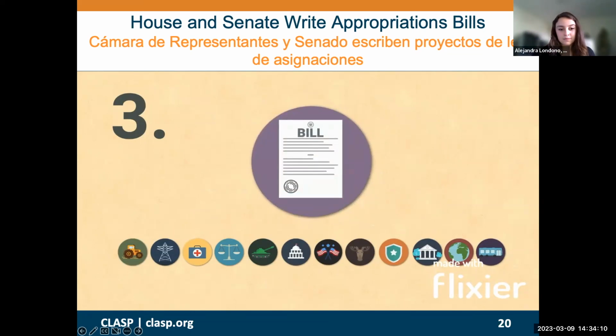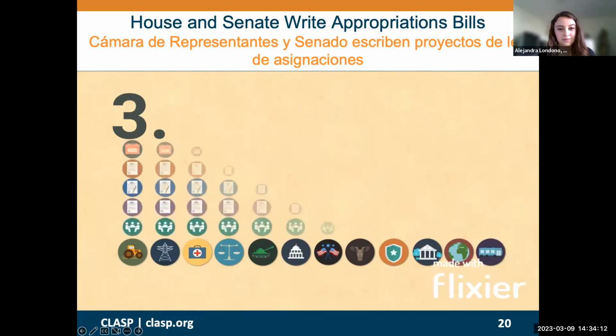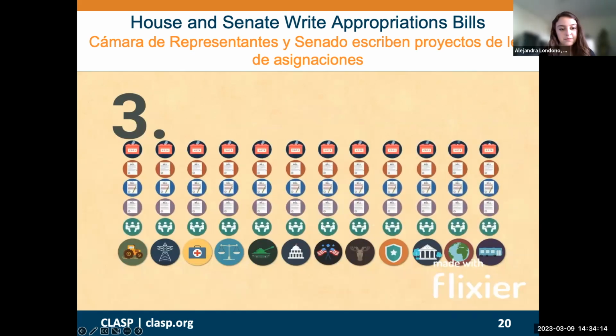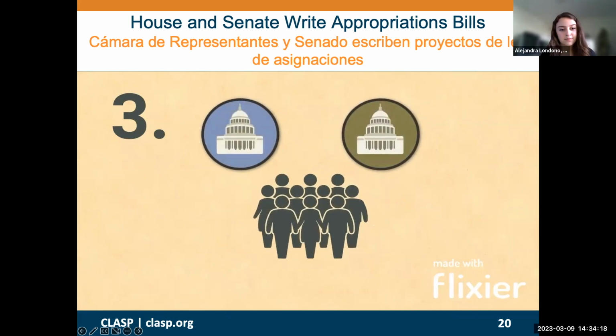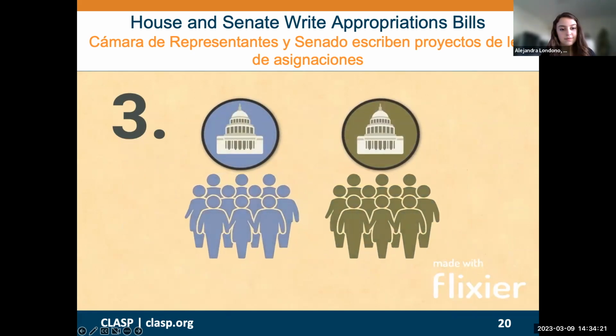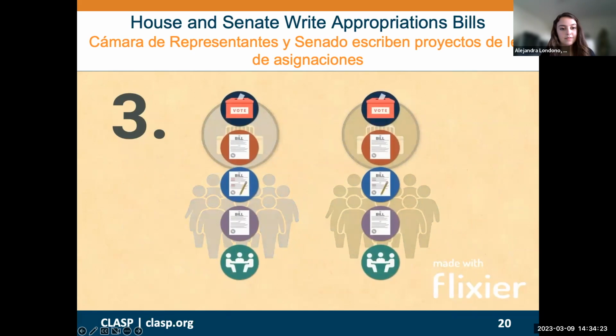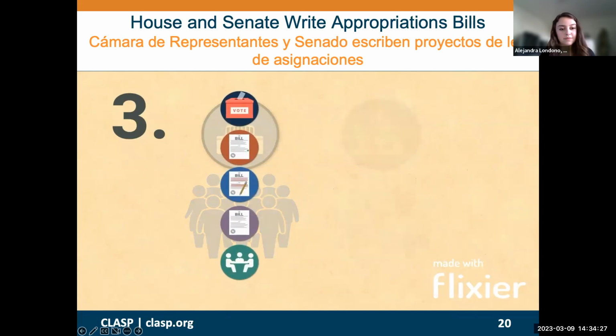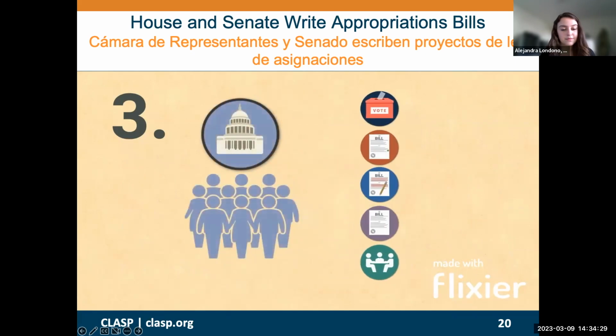The Appropriations Committee must do this whole process 12 times, once for each of the 12 different subcommittees. The House and the Senate both have their own separate appropriations committees. They both use the same process for writing appropriations bills, but they might not do it at the same time. Usually, the House goes first.